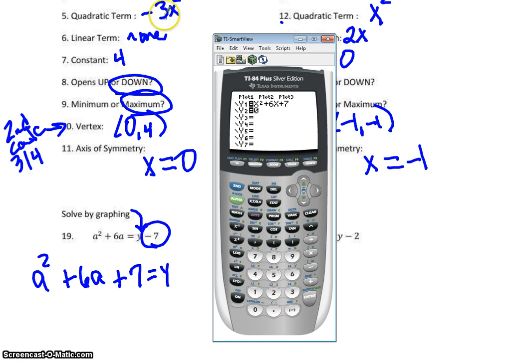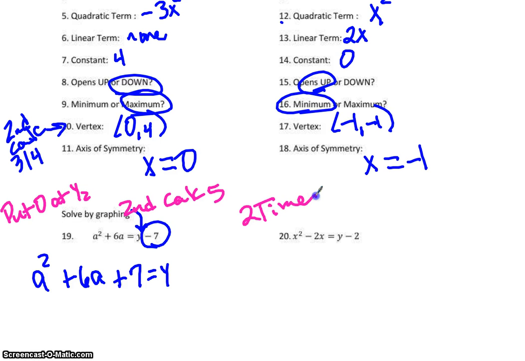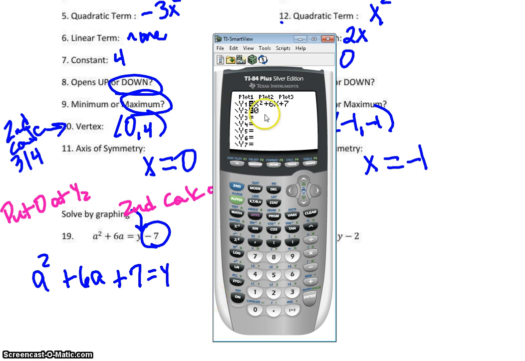Okay, so when you're solving by graphing, make yourself a note. Put 0 at y2, and then you're going to do second calc 5. And you're going to do this 2 times because you should have 2 answers. So we've got our 0. We're going to go second calc 5. We're going to let it draw. We're going to go enter, enter, enter.